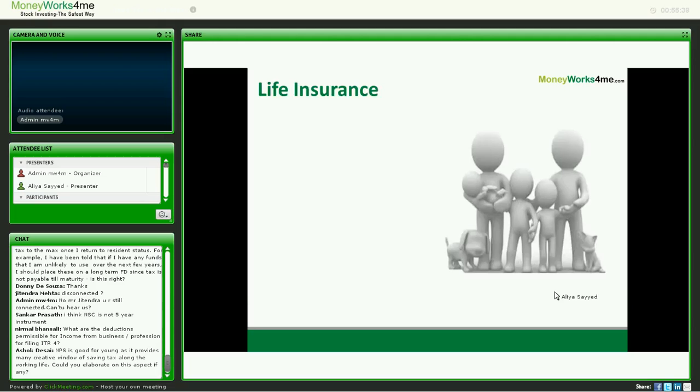Moving on to life insurance, it should not be seen as a tax saving option. You should not do life insurance for the purpose of tax saving. You should do life insurance only if you require it, that is, only if you have dependents. The tax saving is incidental. It is not a purposeful tax saving.